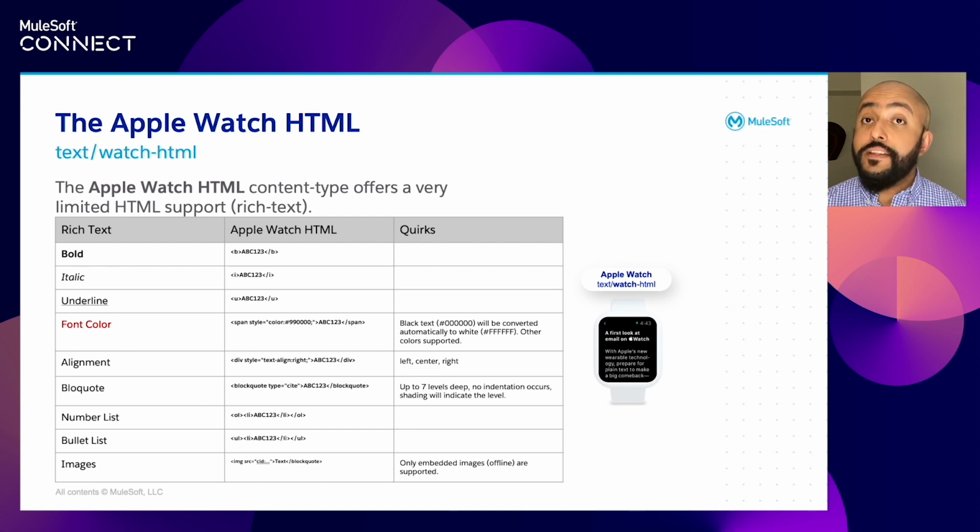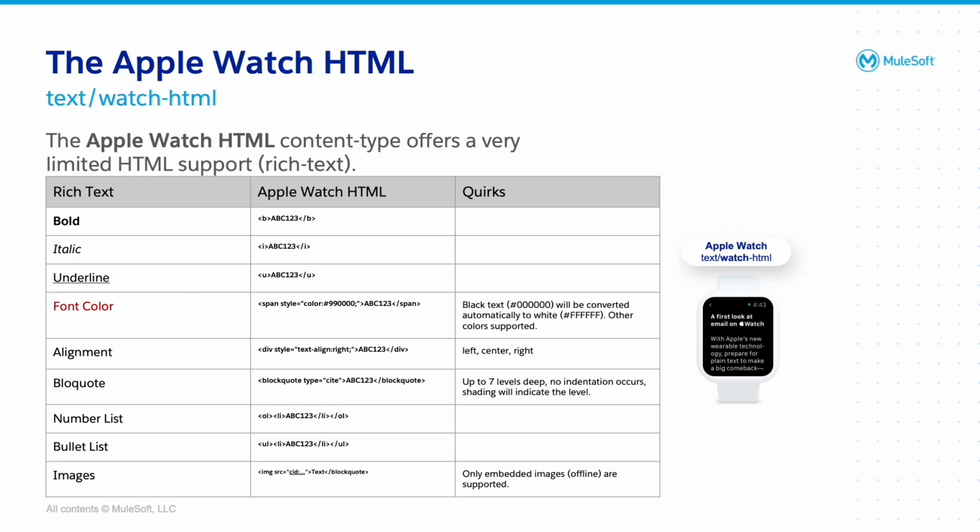They know that their users are going to be reading these messages during their activities. That's why it's very important to use this specific content type for this message delivery, just to cover important information during these activities. Okay, if we see the Apple Watch HTML, we see that it supports basic rich text HTML configuration, including bold, italic, underline, font color, and some bullet lists.